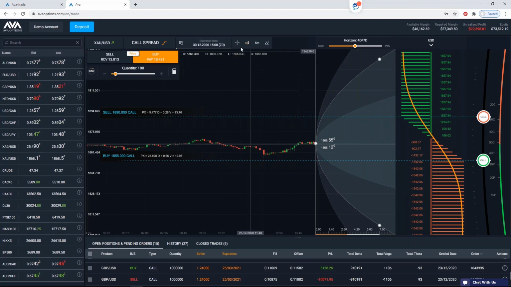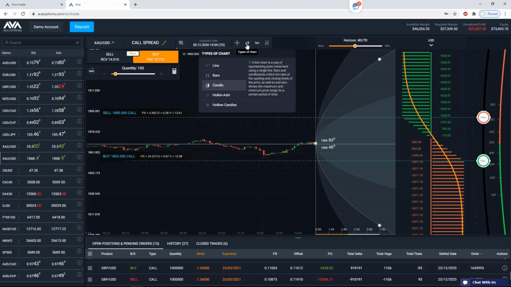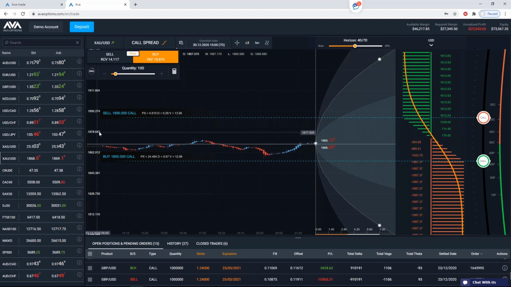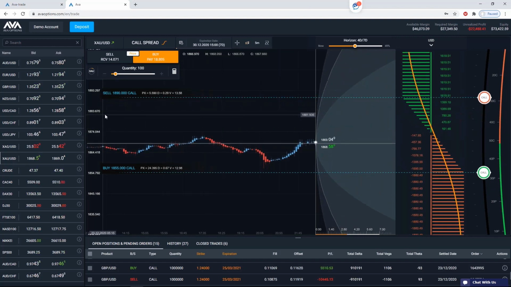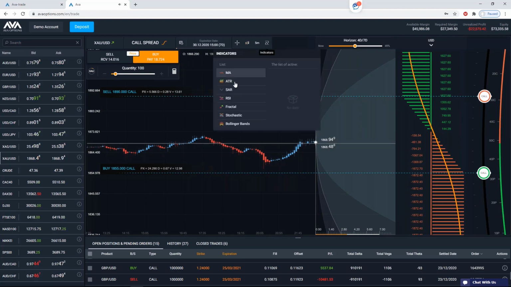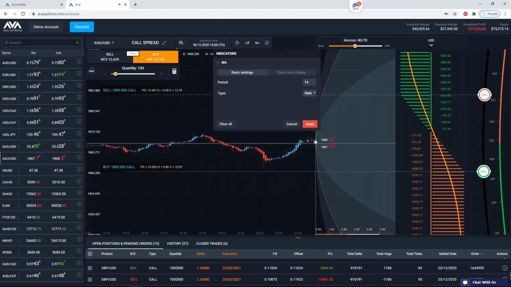Drawing trend lines. Up here we have two choices. We have the cross target. We have type of chart. So you can have a line chart, a bar chart, a candle chart, a Heikin Ashi chart, which is nice, and indicators. Let's add a moving average, a simple moving average, or we can have an exponential or a weighted moving average. Let's just go with a simple moving average.